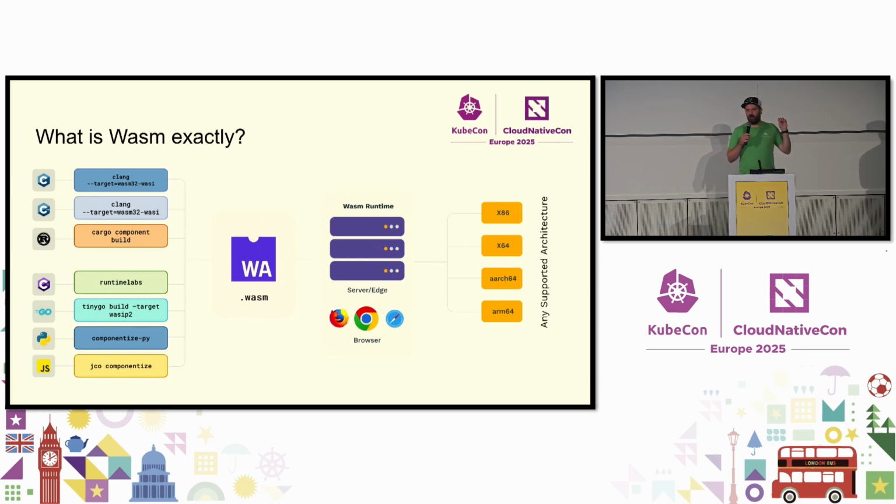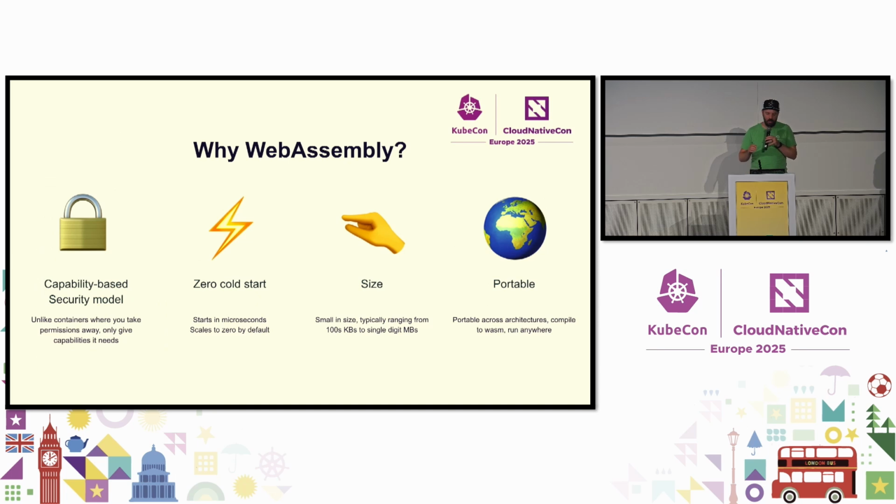Wasm is essentially a very small VM, you can consider it. You can build it in any language. It compiles down to a binary, and then that binary is used inside of a Wasm runtime or in browsers or whatever it might be, and those things all run on any of the supported architectures and OSs that they can run on, which is a lot.